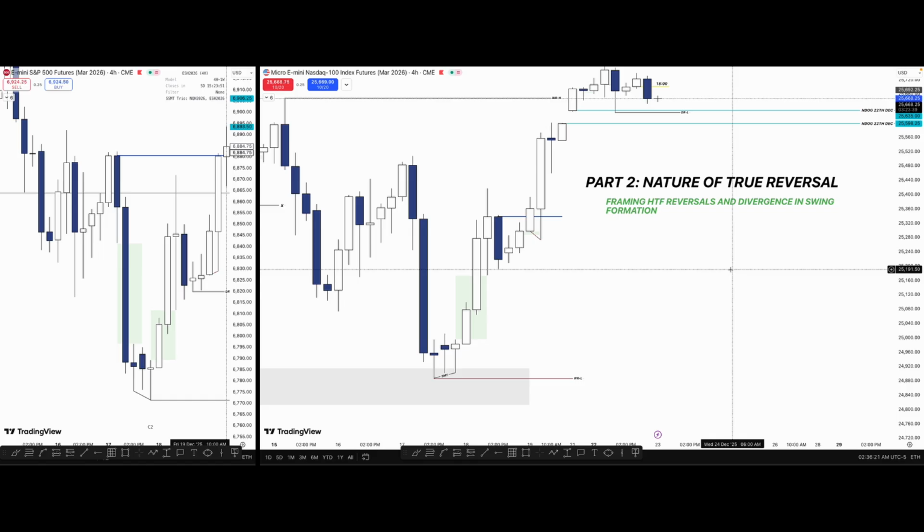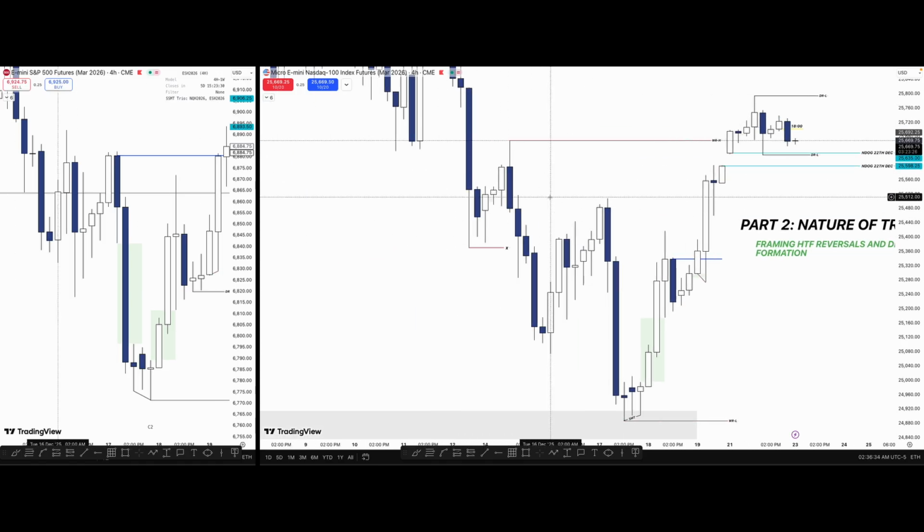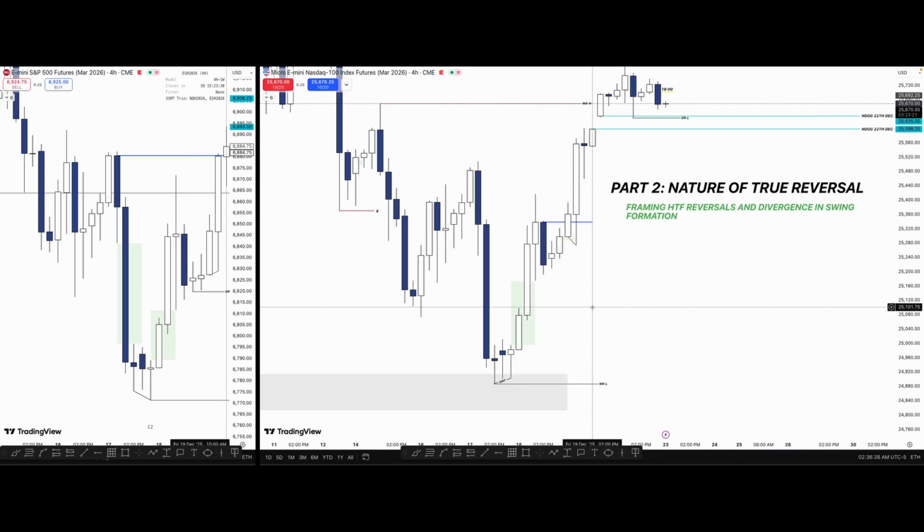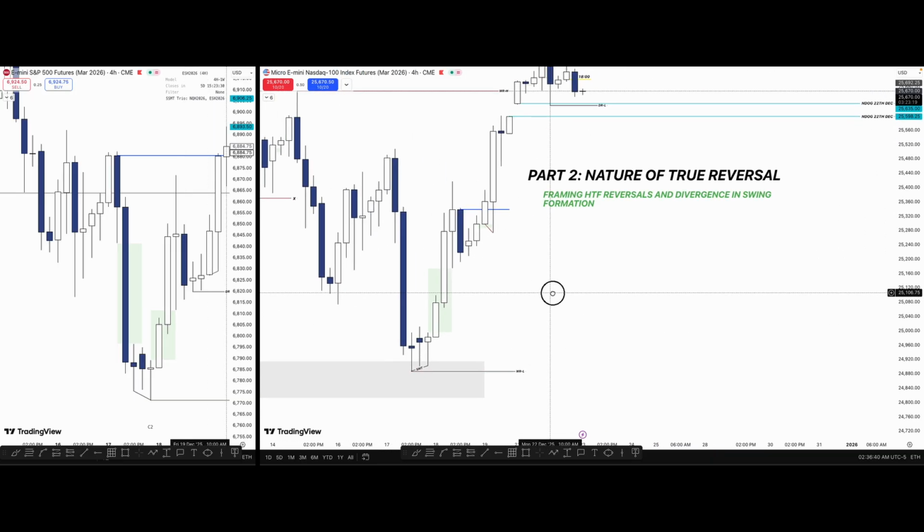ठीक है? This is the nature of true reversal, which means true reversal मतलब any manipulation and then which is followed by what? Manipulation followed by a distribution phase, right? Which may be any internal liquidity and then to external to internal to external, all of these things, right?